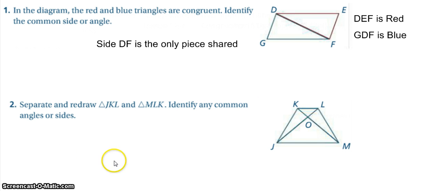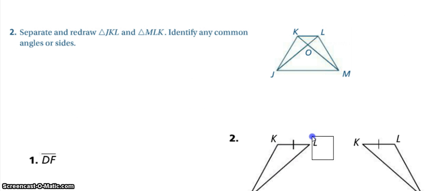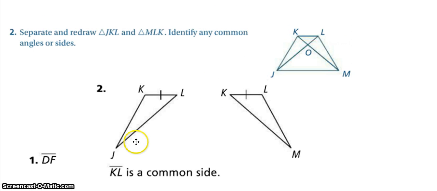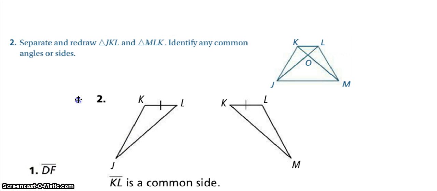In number 2, if we were to look at JKL, so it'd be this triangle here, and then MLK, I could separate both of them and actually it would look like this. And I would then see that KL is the only common side between them.